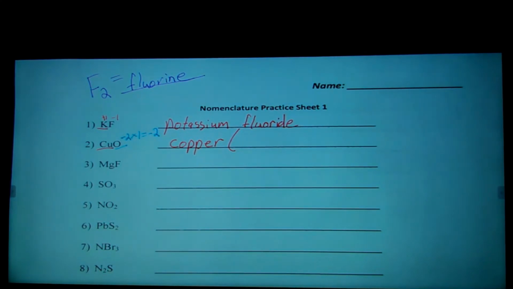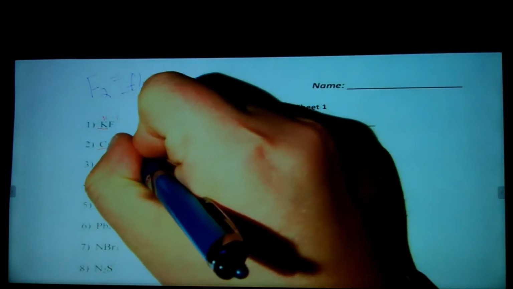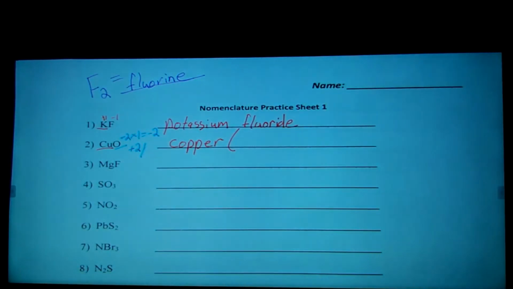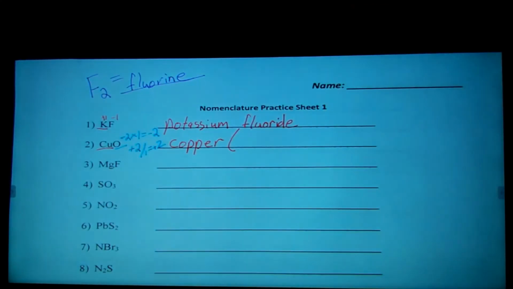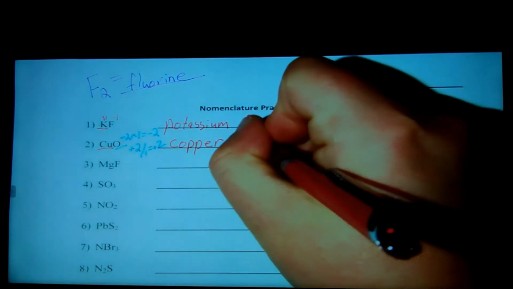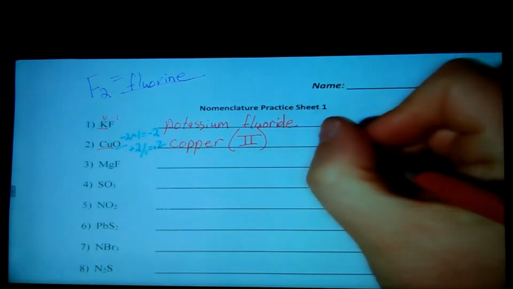The overall charge of the cations has to be equal to that, so it must be a plus 2. Divide the overall charge by however many cations you have. How many coppers are there? 1 gives us a plus 2. So, copper 2, oxide.